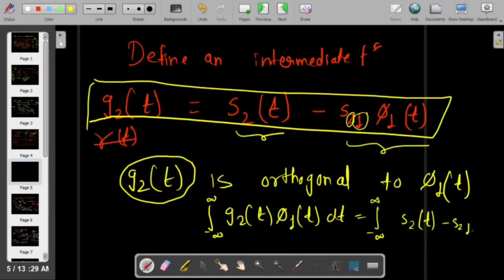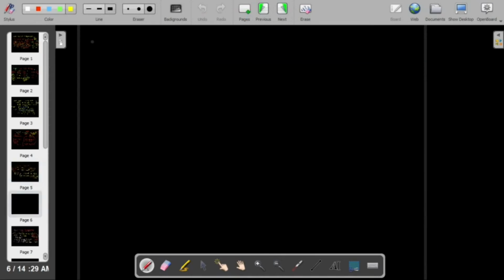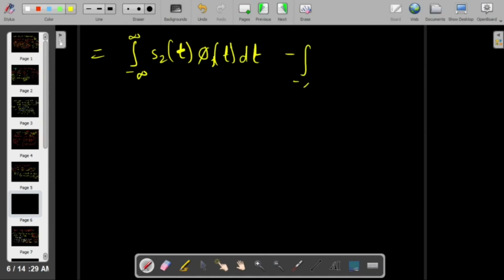Minus S21 phi 1(t), and this is in multiplication with phi 1(t) dt, right? Going to the next page, I am just separating both the integrals: the integration from minus infinity to infinity of S2(t) phi 1(t). I urge you to derive this so that you can get a clear idea. Then S21 phi 1(t) into again phi 1(t), right?